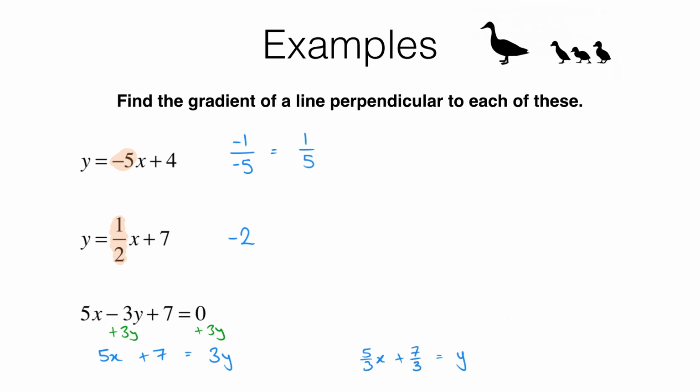Now all I really care about here is the gradient, so that's 5/3. That means any line perpendicular to this one is going to have a gradient that is the negative reciprocal of 5/3. So the reciprocal of 5/3, that's 3/5, and we're looking for the negative reciprocal, so that's -3/5.